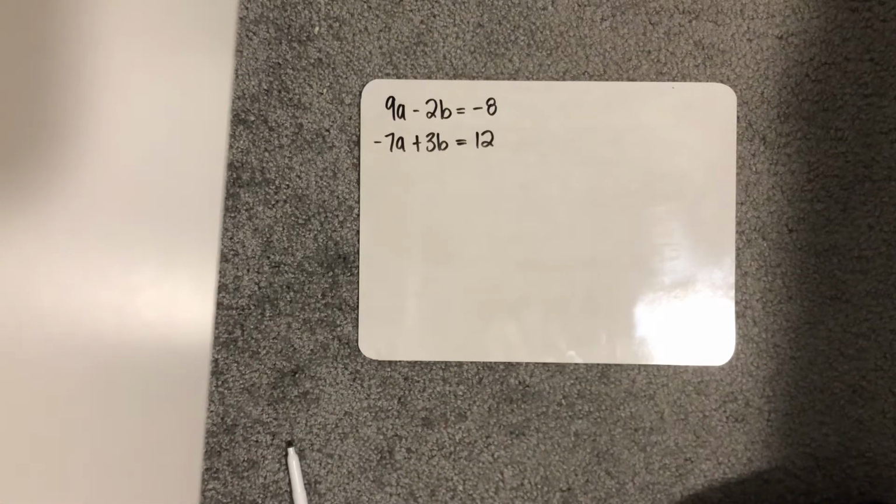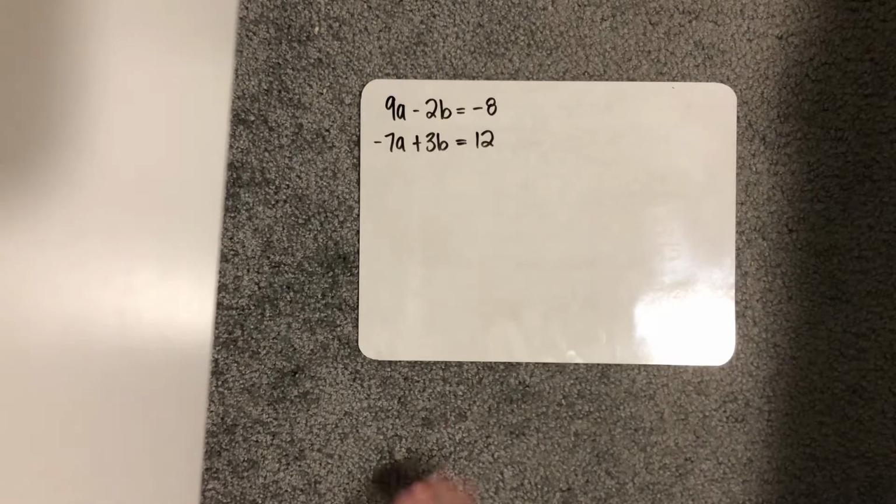So here we have our last example on your slide. 9a minus 2b equals negative 8, and negative 7a plus 3b equals 12. So if you guessed that you were going to use elimination to solve this, excellent job, that is correct. The problem with this one is 9 doesn't go into 7 evenly, 2 doesn't go into 3.